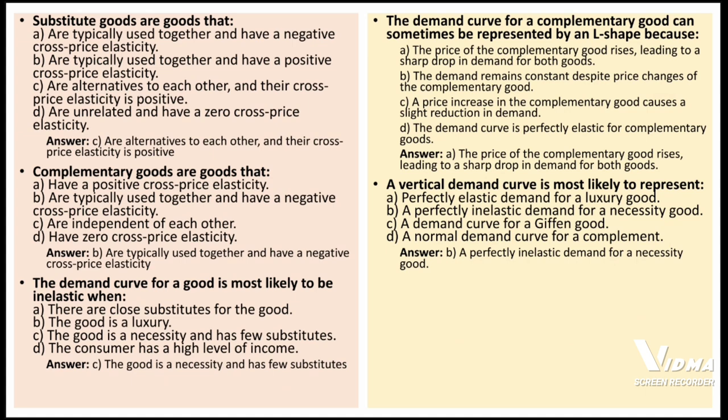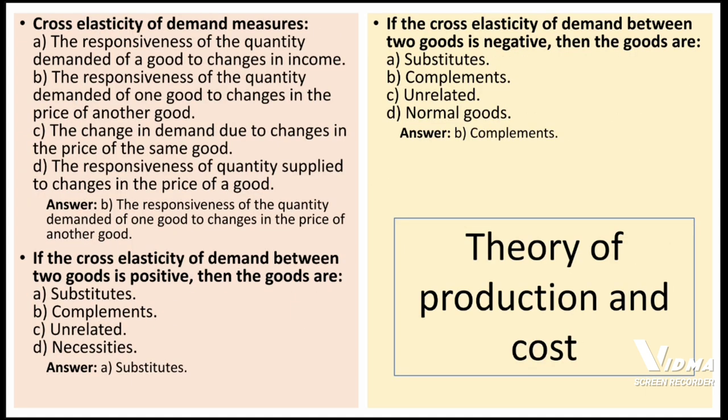A vertical demand curve is most likely to represent, answer is B, a perfectly inelastic demand for a necessity good. Cross elasticity of demand measures, answer is B, responsiveness of quantity demanded of one good to changes in the price of another good. If cross elasticity of demand between two goods is positive, then the goods are, answer is A, substitute. If the cross elasticity of demand between the goods are negative, then the goods are complementary goods. So answer is B. Then we next do the theory of production and cost.